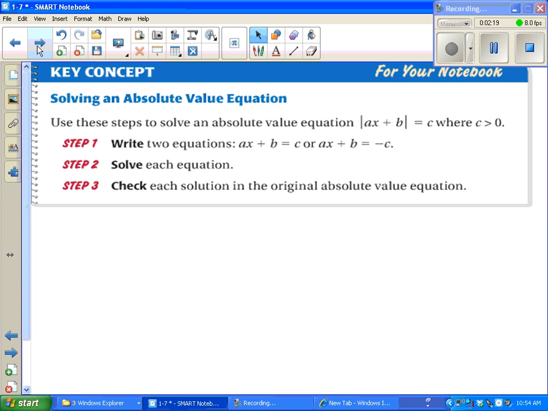This box tells us how to do it the way I just showed you. When you've got an absolute value of something equals something else, you just split it into two equations, one with the positive c, one with a negative c. Then you go back and solve. Step 3 says check your solution. You should always check your solution. I'll tell you when it's going to become most relevant. You can kind of tell which ones are going to have bad answers by looking at them.